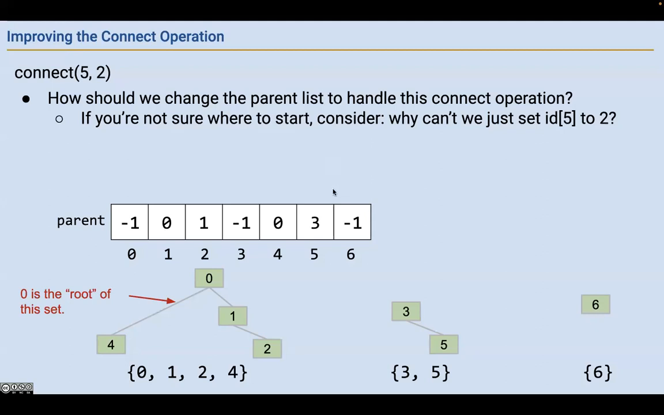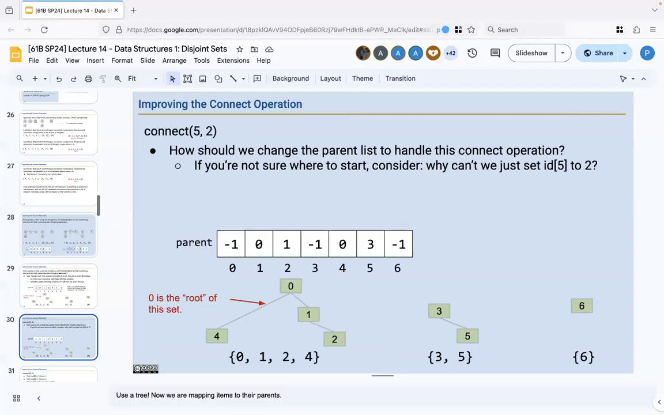Okay, so the first thing we could do, and the first thing that we asked you to try and think about here, is how do you change the array? We have this array of numbers, which is equivalent to this picture you see. How do I change the array, or how do I change the picture in order to connect 5 and 2? I want 3 and 5, this team, and I want the 0, 1, 2, 4 team to be part of the same family. I want them to unify into one big team.